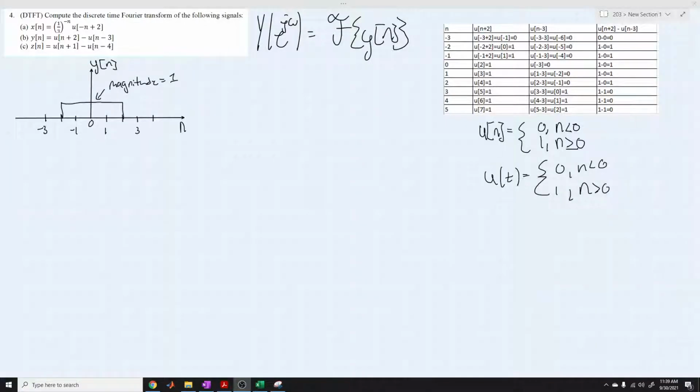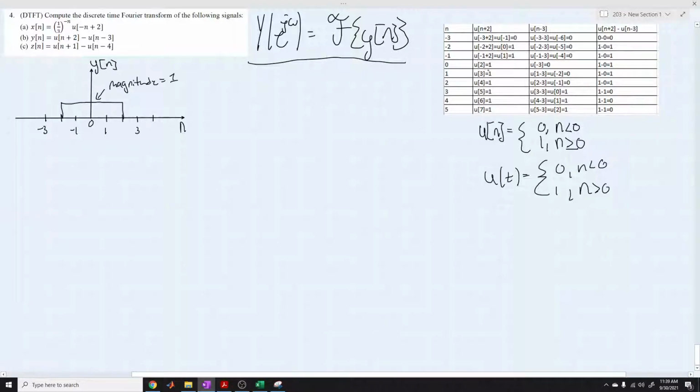All right, back with practice final problem number 4. We're going to do parts B and C right now. For part B, we want to find big Y of e to the j omega, which is the Fourier transform of y of n.